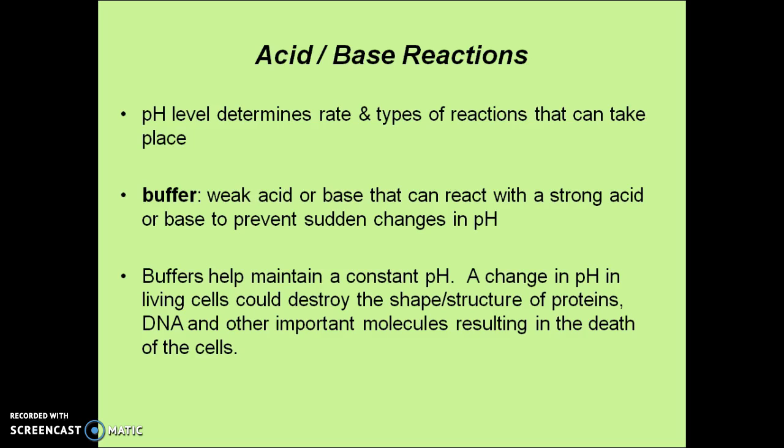Okay? The reason we want to keep pH within a very comfortable range in your cells, usually right around 7, because your cells are mostly water, is because a drastic change in pH could alter the shape of molecules in your body, like proteins and DNA, so they can't do their jobs. That could cause cell death. It's not a good situation. So buffers are there to help prevent major fluctuations in pH.